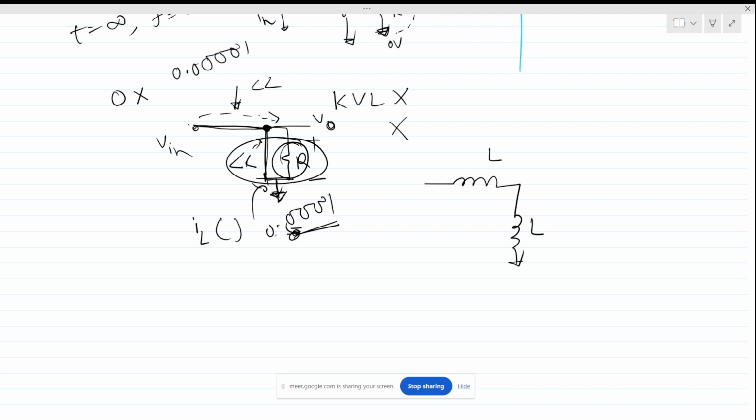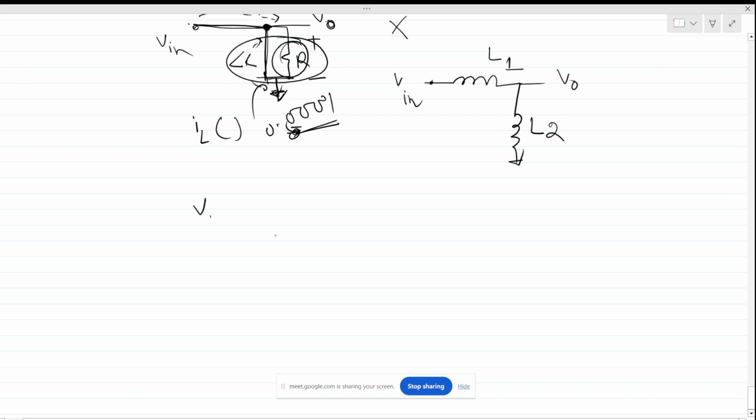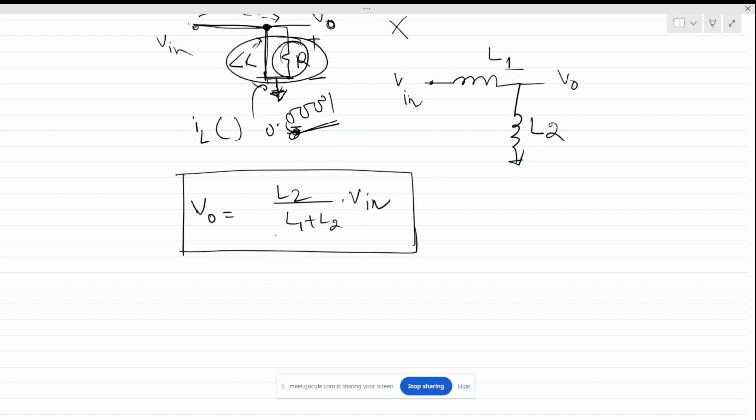If we call this L1 and this L2, now what will be the V out here? This will be nothing but an inductive divider, like a resistive divider. So V out will be nothing but L2 divided by L1 plus L2 times V in, right? Now the question is, will it be exponential, linear, or a sudden jump to this voltage? This is the question.